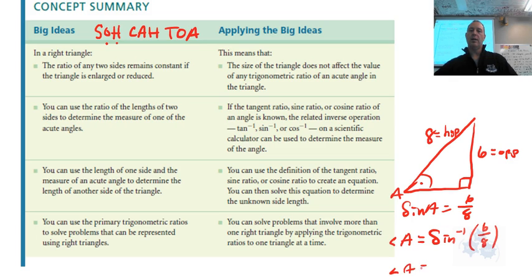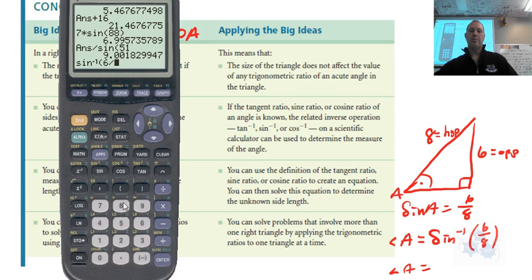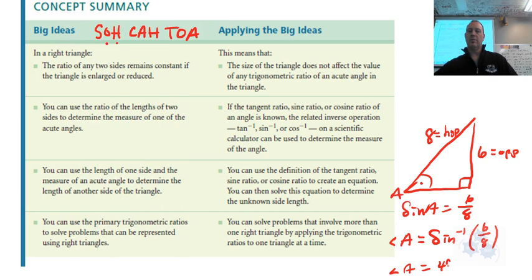So angle A is, and let's see, what would that actually be? Second function sine of 6 divided by 8. 48.6 degrees. Okay? That's what that is. So that's how you find an angle.